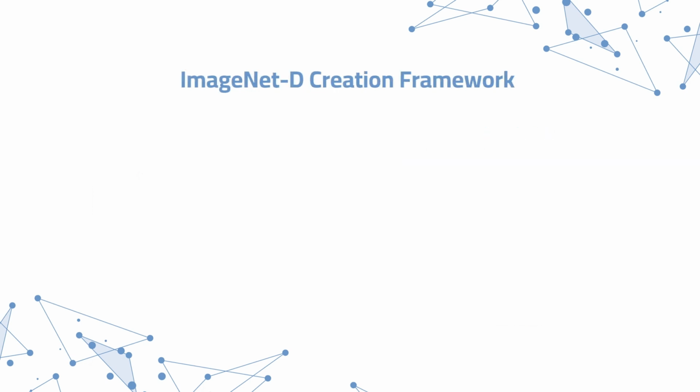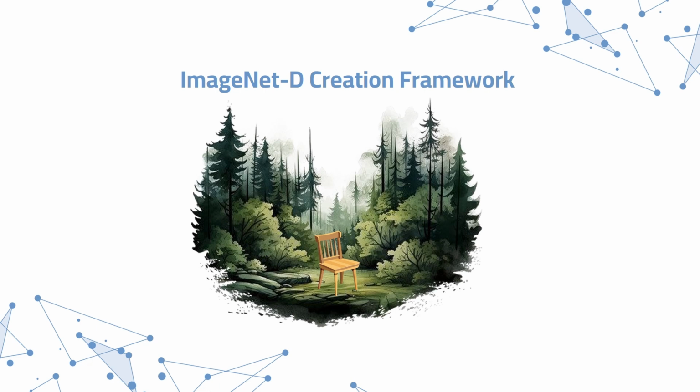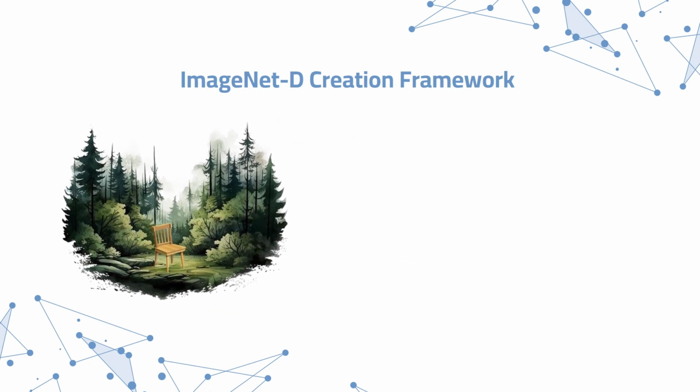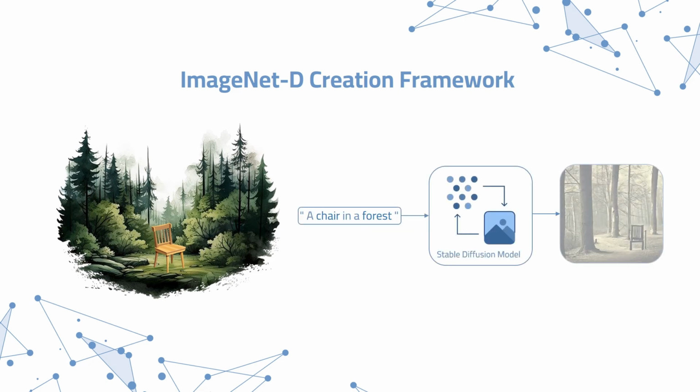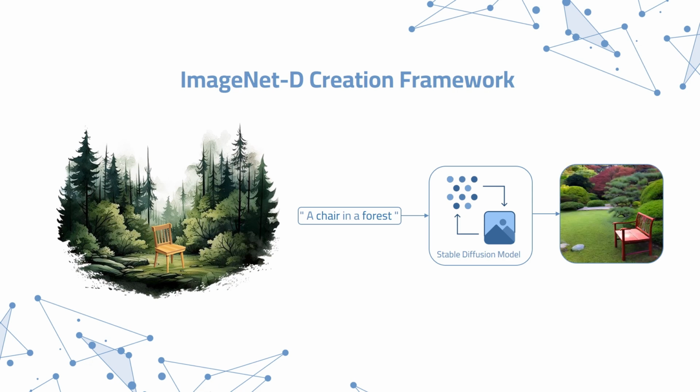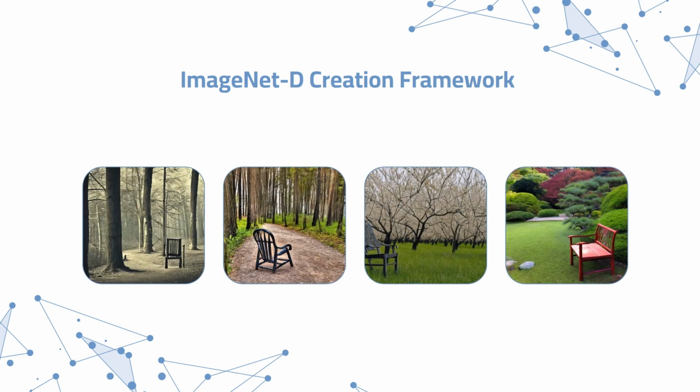Let's come back to the creation framework of ImageNet-D. Imagine you're tasked with creating an image for a category, a chair for example. But instead of placing it in a typical setting, you want to test how robust a neural network is when that chair appears somewhere unexpected, like a forest. The process begins with a diffusion model. Using a text prompt, a chair in a forest, the model generates several high-quality images of chairs. Each chair is placed within a forest background, and subtle variations are introduced. The lighting changes, the chair's material shifts, or the forest itself varies in density. These variations create an initial pool of candidate images.